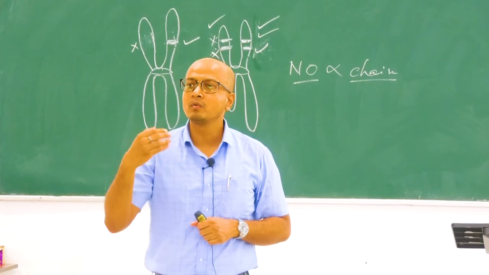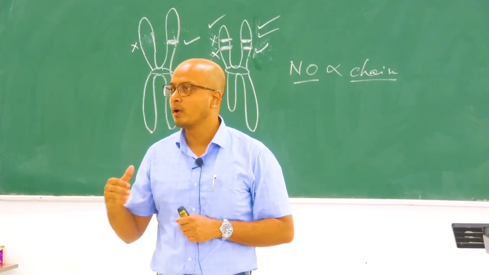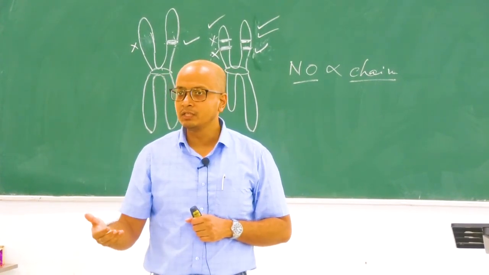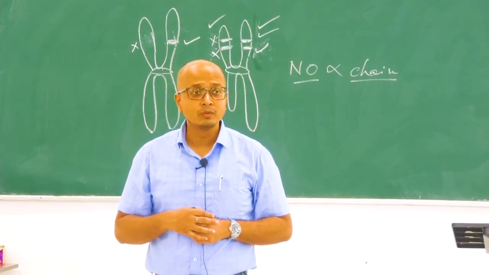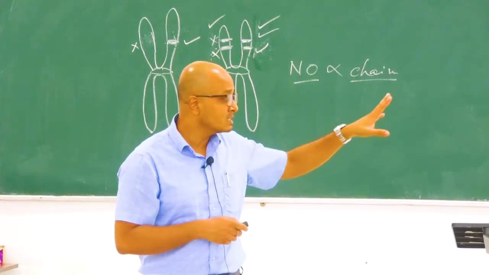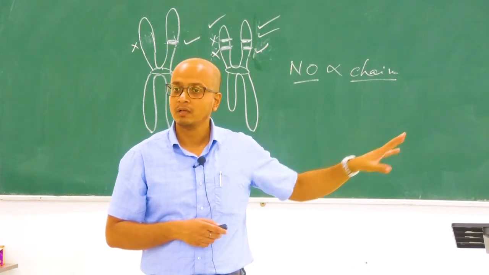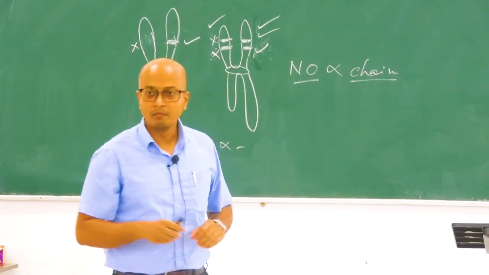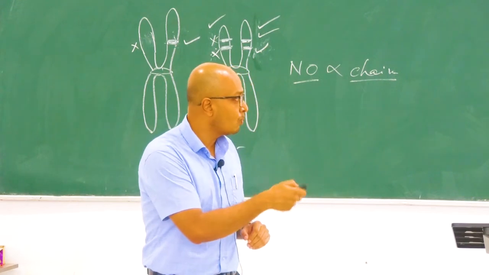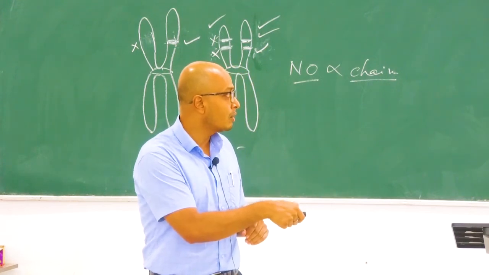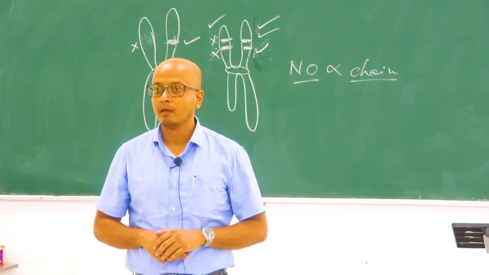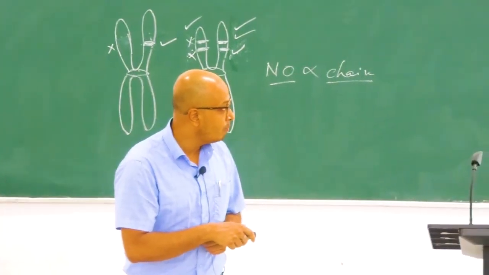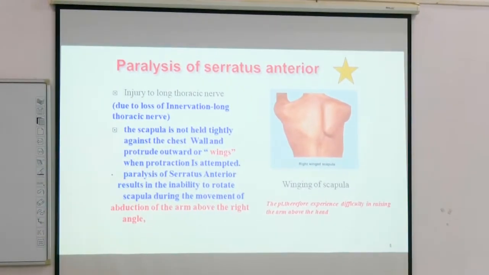Now how are we going to elicit this? How are we going to examine whether this injury has happened or not? If this kind of injury has happened, you ask the patient to push the wall. When the patient pushes the wall, the medial border of the scapula pops up. This popping up of the medial border of the scapula is known as winging of scapula.